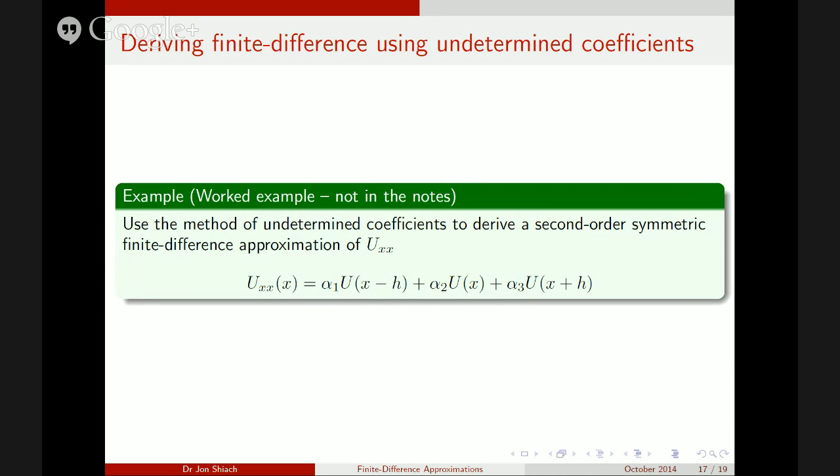I could tidy that up a bit. Notice they're all over h squared, so I can write u of x minus h, minus 2 u of x, plus u of x plus h, all over h squared. And that's what we had earlier. We derived that earlier using the other method, the method of using lower order derivatives. So this is derived the same way, but just using a different approach.